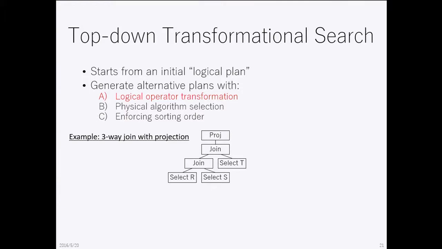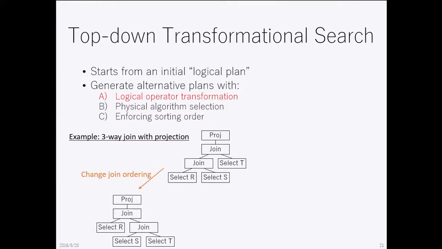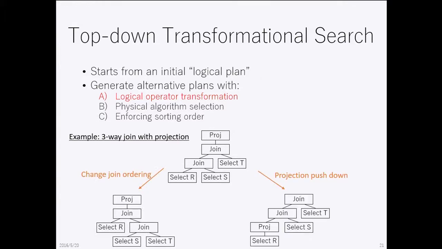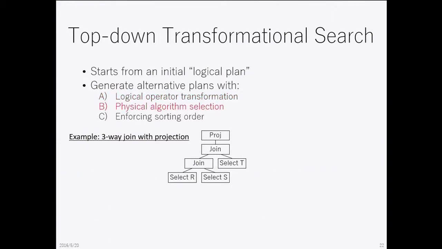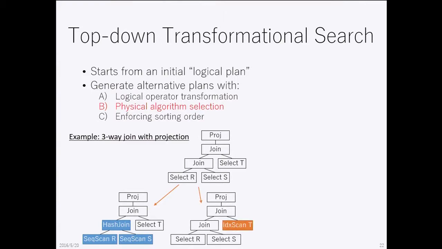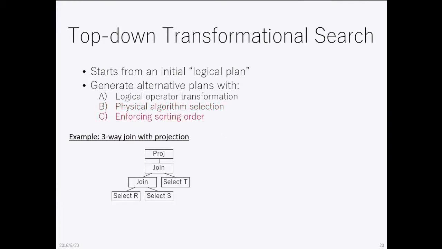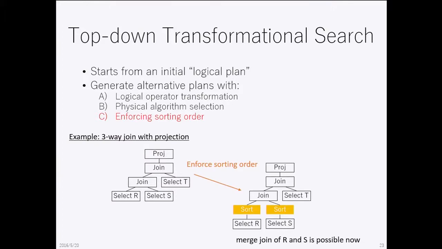The first transformation is the logical operator transformation. So the logical operator tree is transformed into an equivalent form. For example, changing join ordering or pushing down projection. And the second transformation rule is physical algorithm selection, like selecting hash join for this subtree, or selecting index scan for this operator, or something like that. And the third type of transformation is sorting order enforcing. So for example, enforcing sorting for these two inputs, then the merge join algorithm can be used in this join operator.